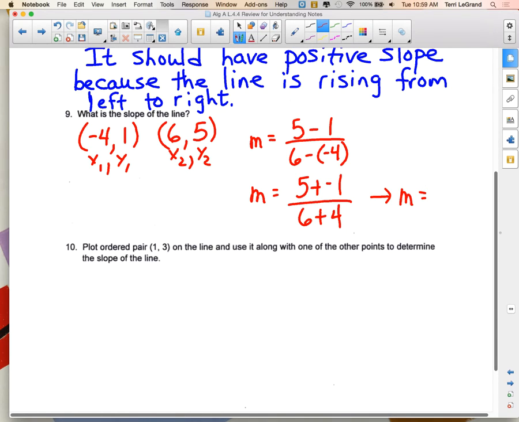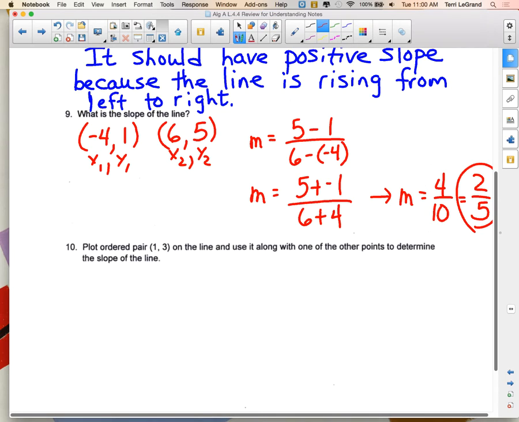Hey, who's willing to share what they got for slope? What'd you get? Samuel? 4/10 equals 2/5. 4/10, which then can be simplified to 2/5. Okay? How many of you agree with Samuel? You got the same thing. Talia did. Okay. Andrea? Anna? Holly? Kristen? Sydney?